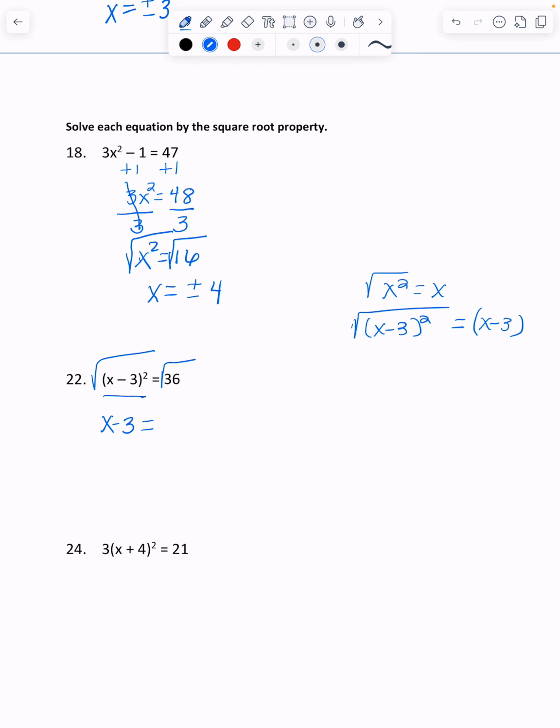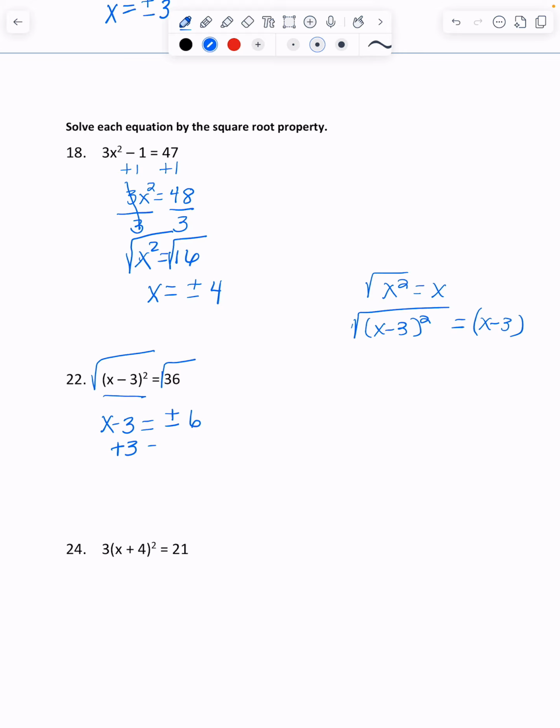When I take the square root of 36, remember that is plus minus whatever number I squared to get 36. I have an extra step in this problem in that x is not solved for, so I need to add 3 to both sides.